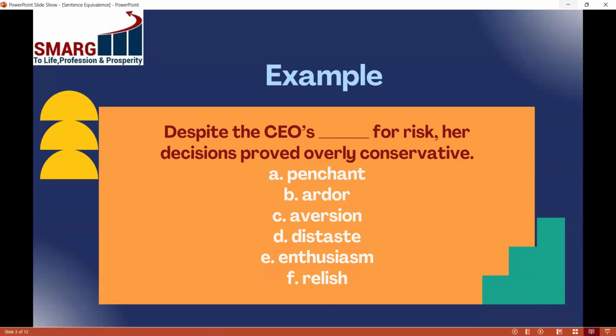Okay, so: despite the CEO's dash for risk, her decisions proved overly conservative. So very quickly, bring in your guesses. A, tangent, okay. Apart from tangent, anybody else, any other word? We have to choose 2. You do not have to choose just a single word. We have to choose 2.